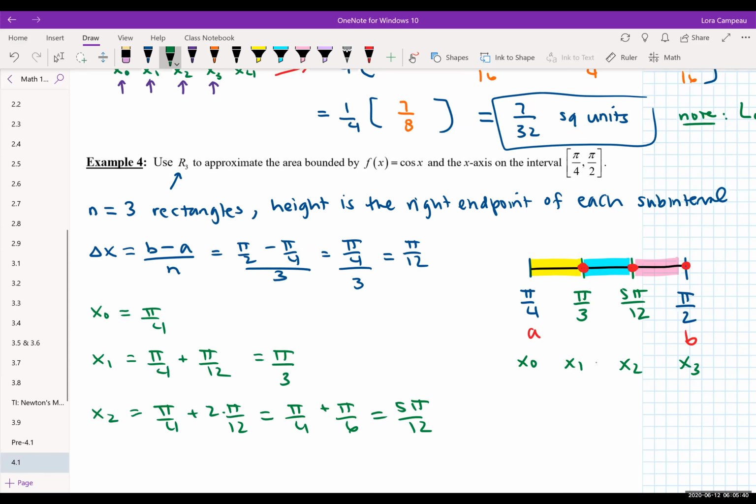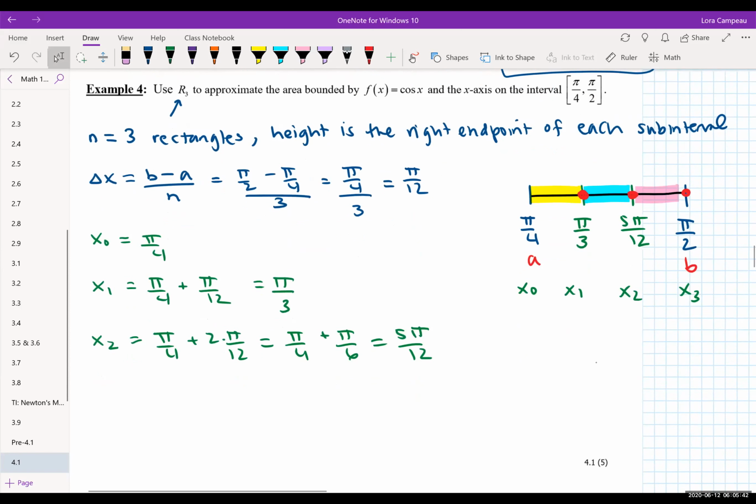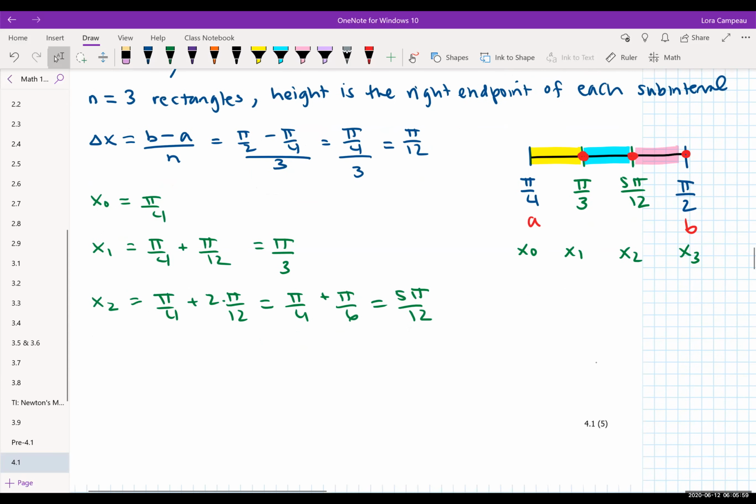We already know who x of 3 is because that's the endpoint of the interval, but if you would like to verify, be my guest. But remember, what y values will we be calculating? F of pi over 3, 5 pi over 12, and pi over 2. See how I marked them as the right endpoints of each subinterval. So now we want to take this and have the calculation. I'm going to use the generic formula.